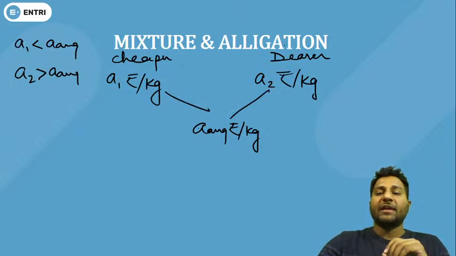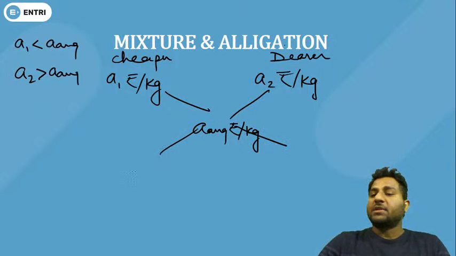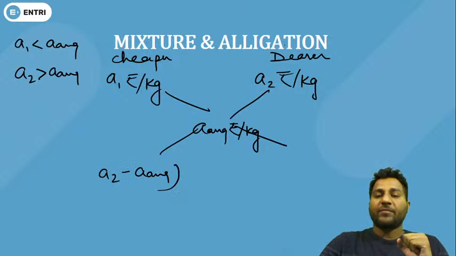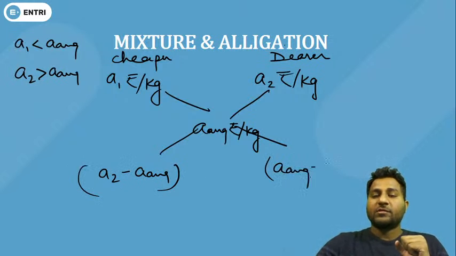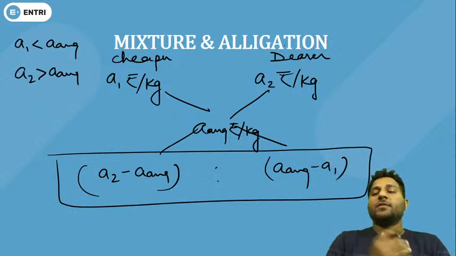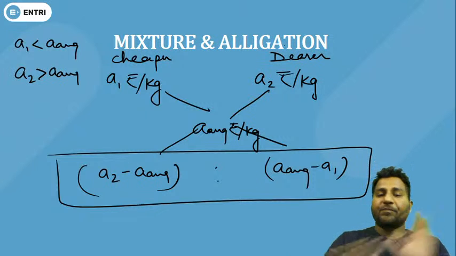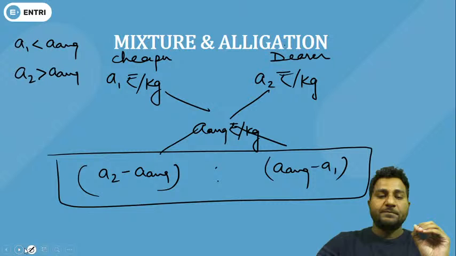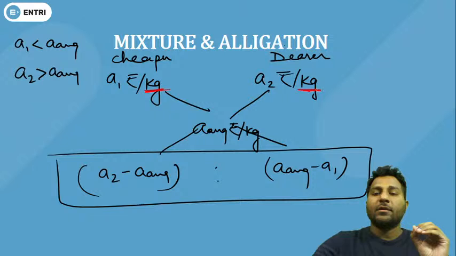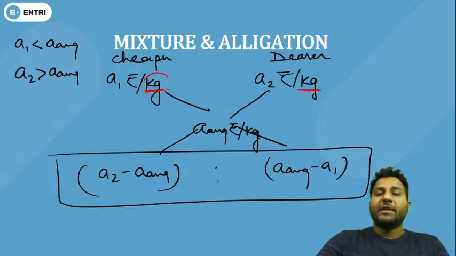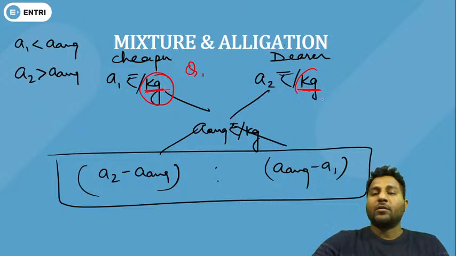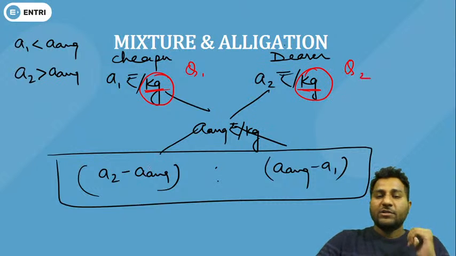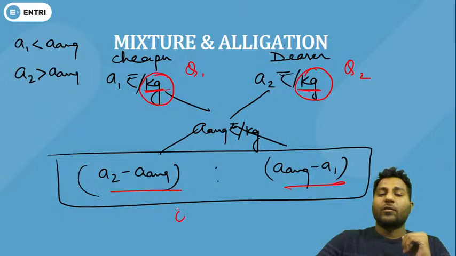So we will use alligation. What is alligation? We will subtract these values: first from bigger to smaller, and the second from bigger to smaller. And we will get the ratio of these two values. This ratio is nothing but a relative quantity. Price has been related to quantity 1 and quantity 2, so it will be the ratio of quantity 1 to quantity 2.